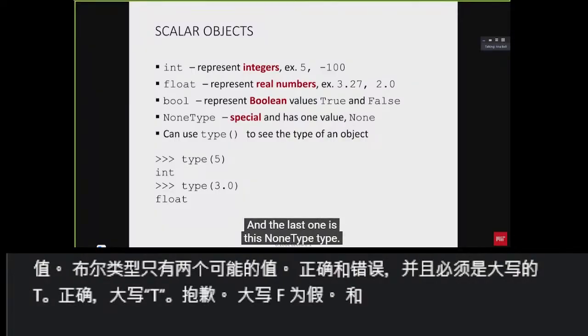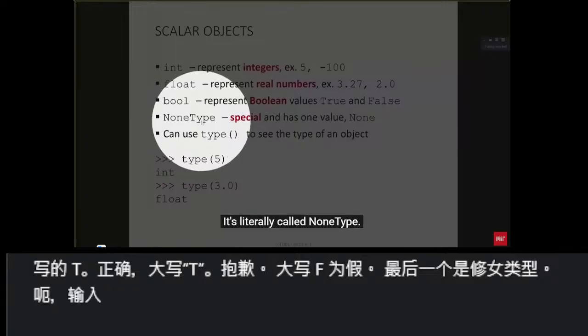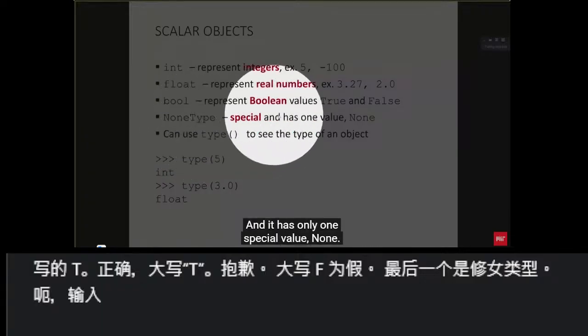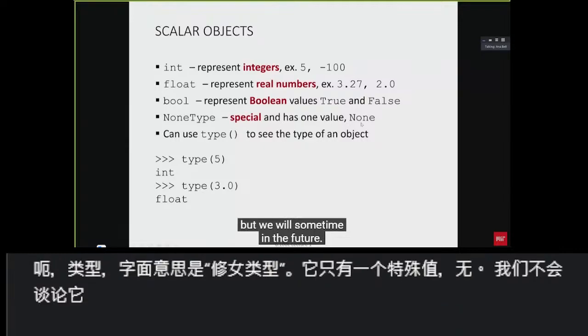And the last one is this NoneType. It's literally called NoneType. And it has only one special value, None. We're not going to talk about it for a bit, but we will sometime in the future.